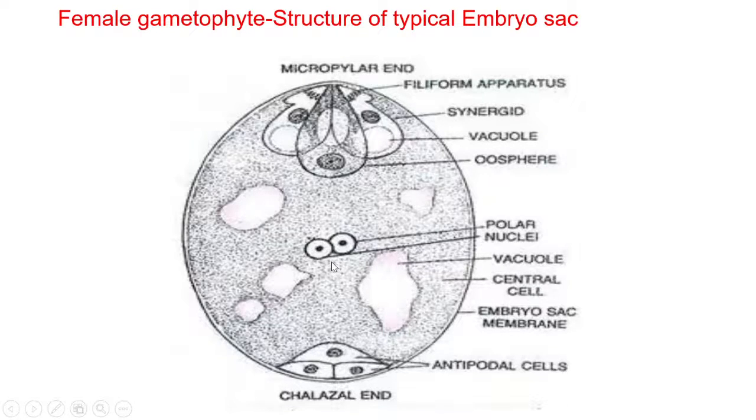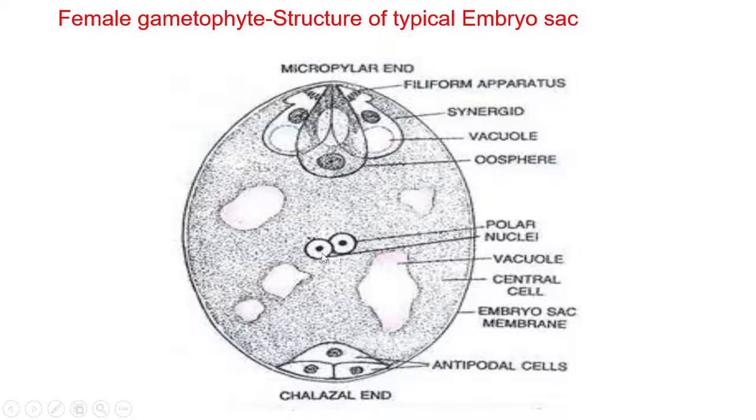Now the central cell contains the polar nuclei. It is the largest cell of the embryo sac, with a central vacuole, and contains sugars, amino acids, and inorganic salts. It possesses 2 polar nuclei, which are large in size with a conspicuous nucleolus and remain suspended by cytoplasmic strands at the center of the cell. The 2 nuclei fuse before or during fertilization to form a secondary nucleus. The central cell with its secondary nucleus gives rise to the endosperm after fertilization.